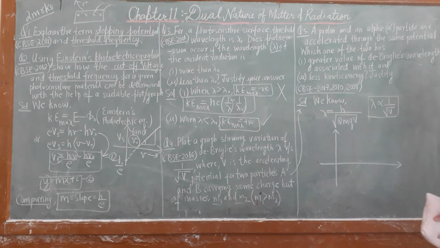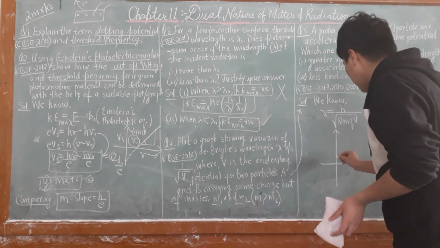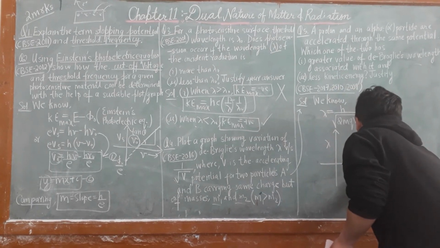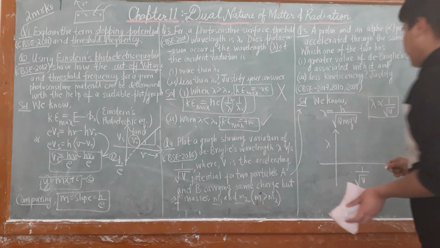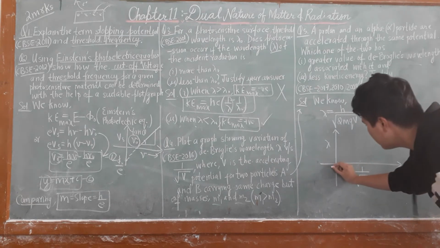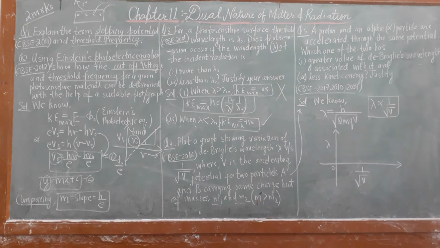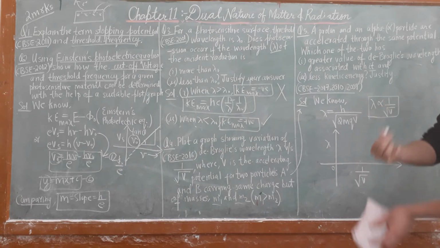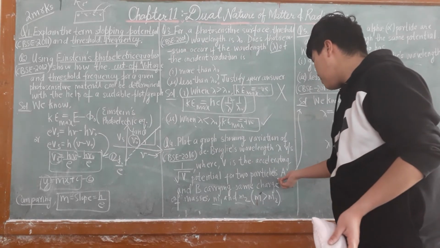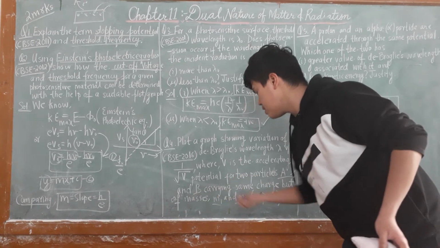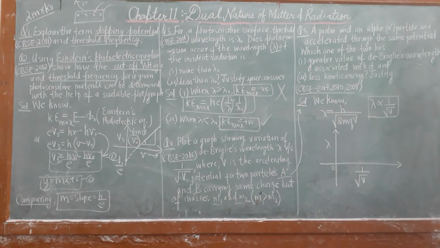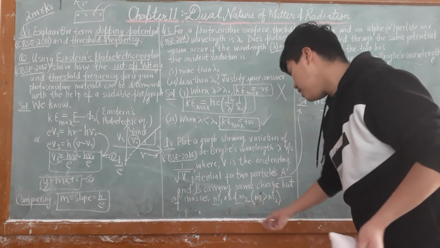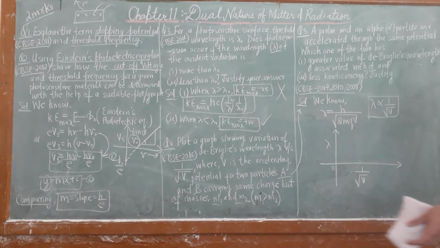Okay, let's talk about the positive graph. Suppose lambda is on one axis and 1 by root v is on the other. Okay, this is your origin. Now in case 2, you have to make two graphs. Particle A's mass was m1 and particle B's mass was m2, and m1 is greater than m2.